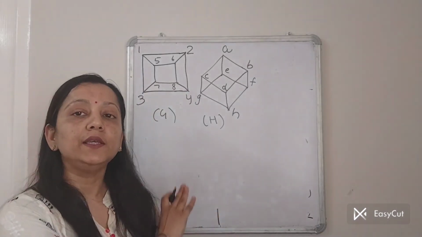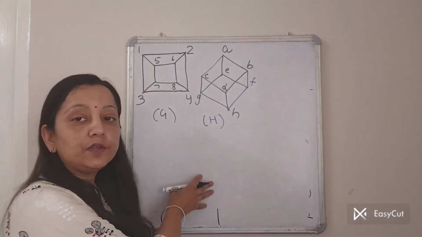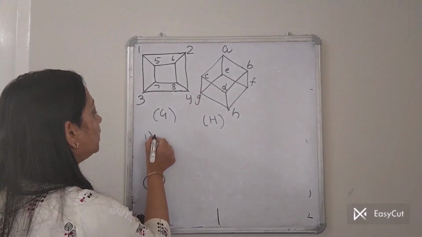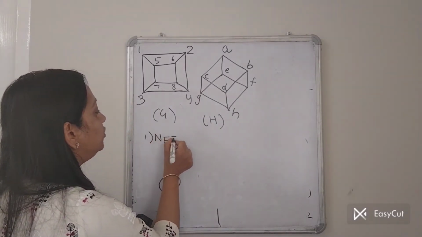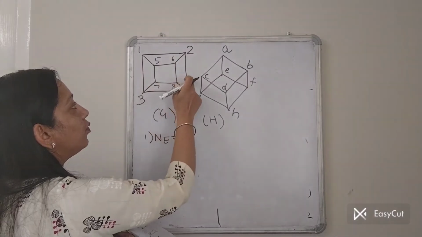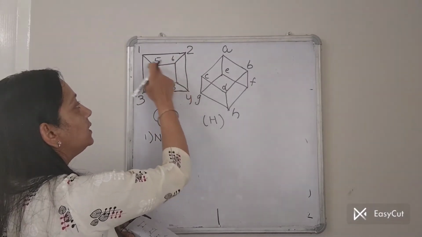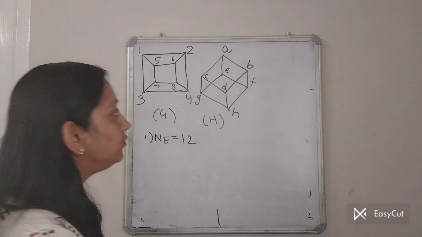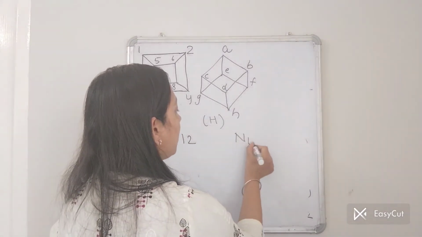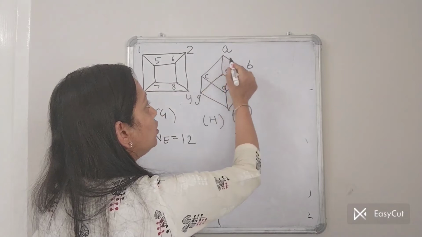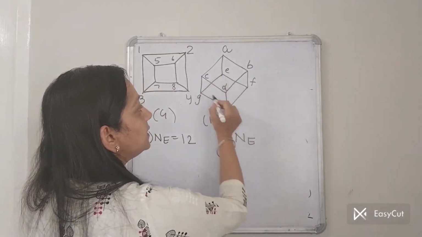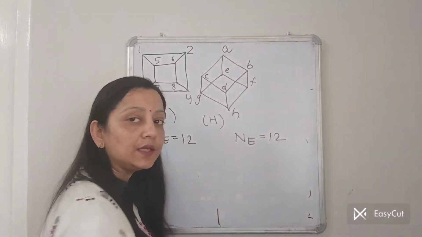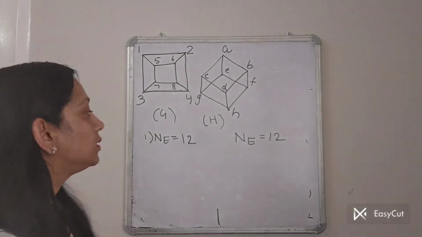Now we will look at these two graphs and find out if they are isomorphic or not. Again, we will see for the same properties. First of all, the number of edges in graph G: 1, 2, 3, 4, 5, 6, 7, 8, 9, 10, 11, 12. So there are total 12 edges in the graph G. Then the number of edges in graph H. How many edges are there? 1, 2, 3, 4, 5, 6, 7, 8, 9, 10, 11 and 12. Again, there are 12 edges in graph H also. You can count it for yourself.